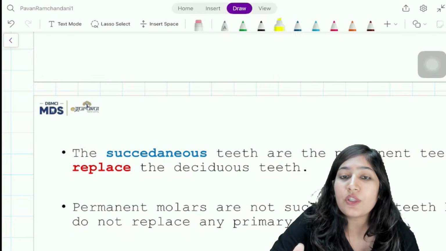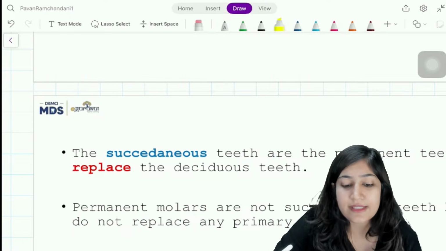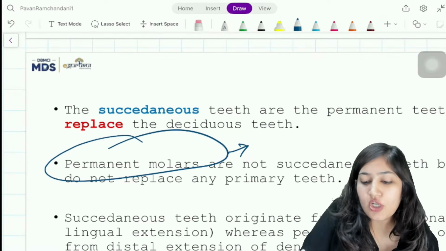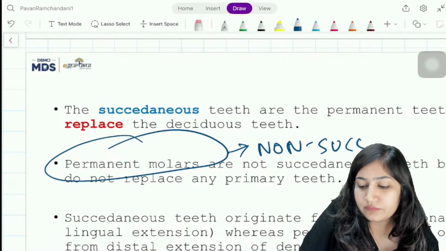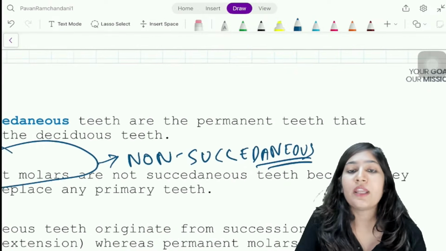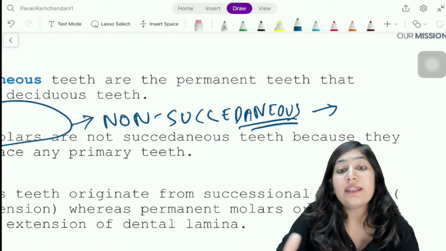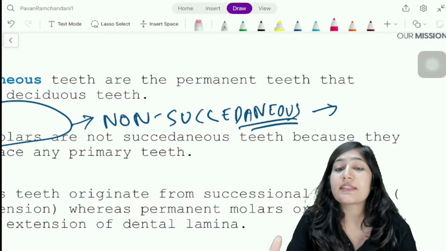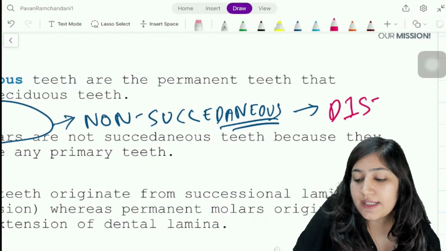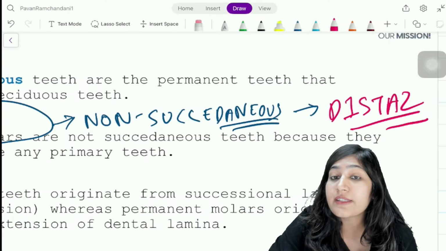After that we don't have any deciduous teeth to be replaced. So which are the remaining teeth? Molars. So definitely the molars are non-succedaneous teeth. Permanent molars are non-succedaneous teeth. These non-succedaneous teeth arise from distal extension of dental lamina. This we had discussed in our tooth development topic, so again, this can come as an MCQ. The non-succedaneous teeth arise from which extension of dental lamina?